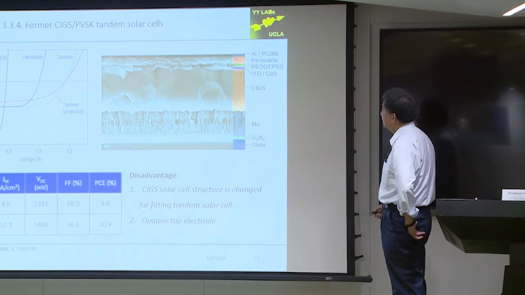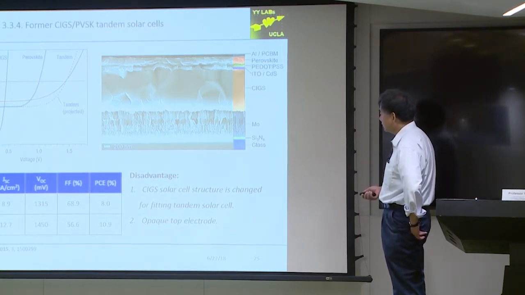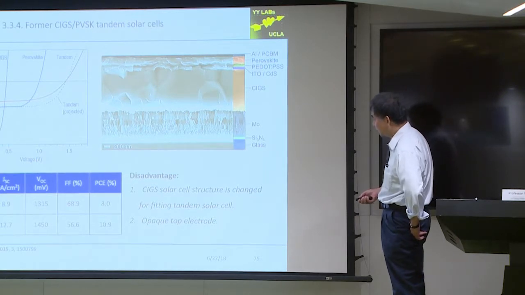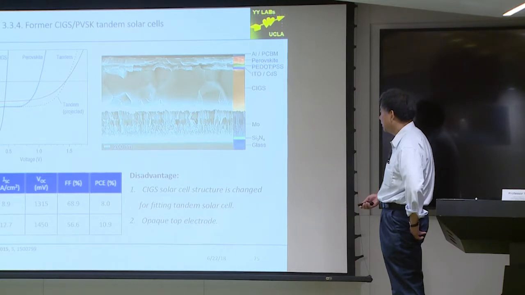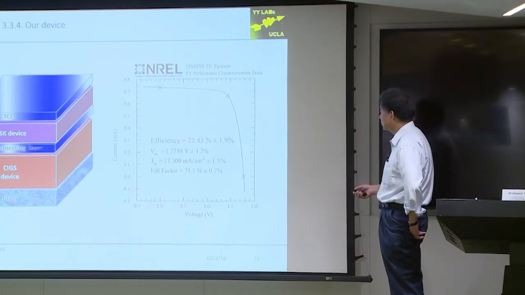So this is a CIGS perovskite tandem device by IBM, made in 2015, I believe. They got about 10% device, or 8%. This is our area certified data. This is 22.43%.